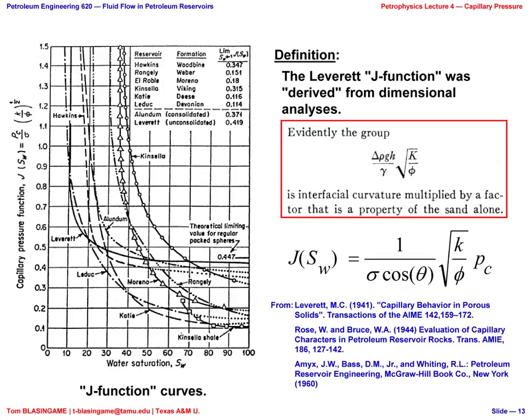Is it right? If this were correct, what would have happened to all the curves on that plot? They would have all been on top of each other, except he wasn't thinking that it's not just dimensionless capillary pressure, but it also has to be dimensionless saturation. So this is sort of a half-baked correlation.